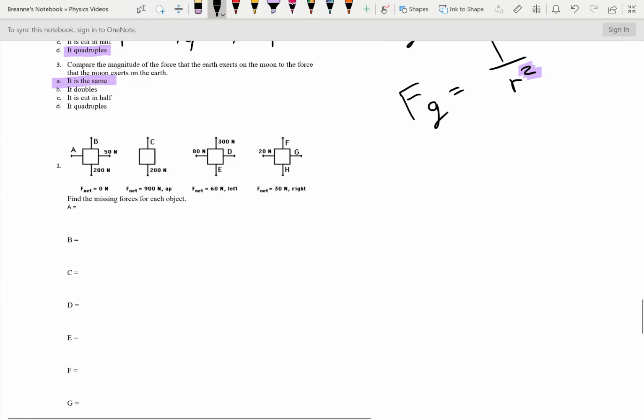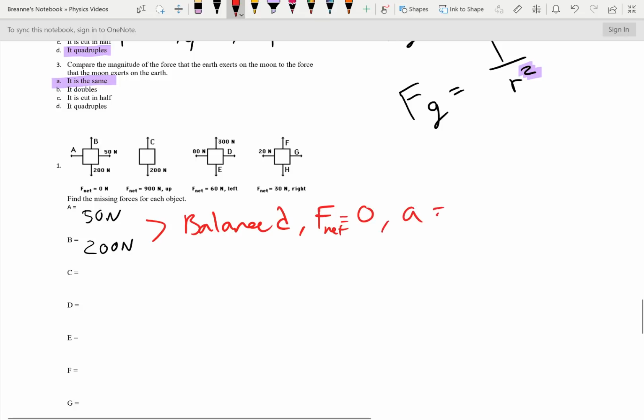So finding the missing forces of each object. For A and B, it's part of this first little box here, and it says the net force is 0. So that means balanced. So if 50 is going to the right, that means 50 is going to the left. If 200 is going down, that means 200 is going up, because they are balanced. Net force equals 0. Acceleration equals 0.